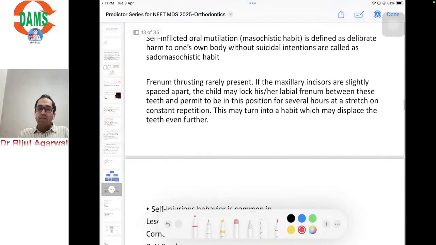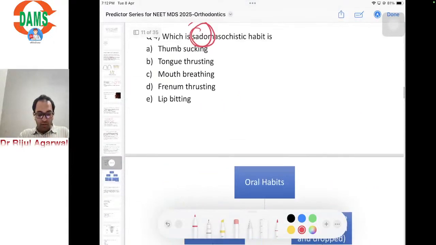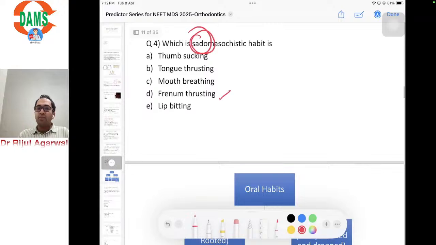And what is frenum thrusting? It occurs in cases when there is a high frenal attachment, in cases of midline diastema. So what happens? The child locks his labial frenum between the teeth and permits it to be positioned for several hours at a stretch. On constant repetition, this can lead to displacement of the teeth even further. So you got what is frenum thrusting.